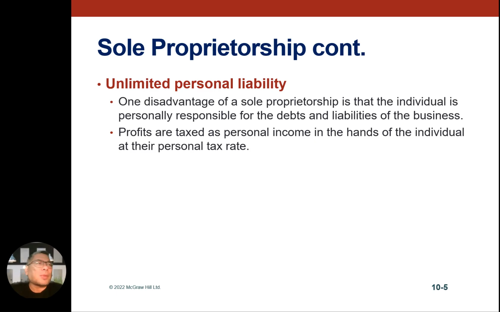A good example: if I open a samosa shop and a customer gets food poisoning, the customer can sue me up to my personal asset level. So that's no good. That's the biggest disadvantage. Okay, let's look at the next one.